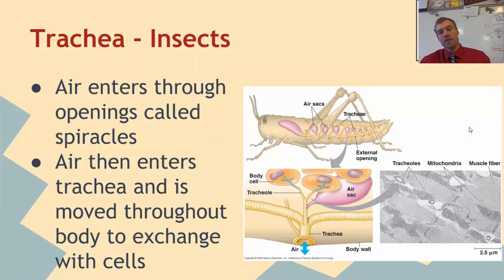So some other examples besides gills are trachea. These are found in insects. Here, air enters through openings in the exoskeleton that are called spiracles. As the air enters the trachea, it is moved through various tubes into the body where it is exchanged with cells, and then the air finds its way back out through other spiracles, moving in and moving out. And that is how they are able to facilitate gas exchange.